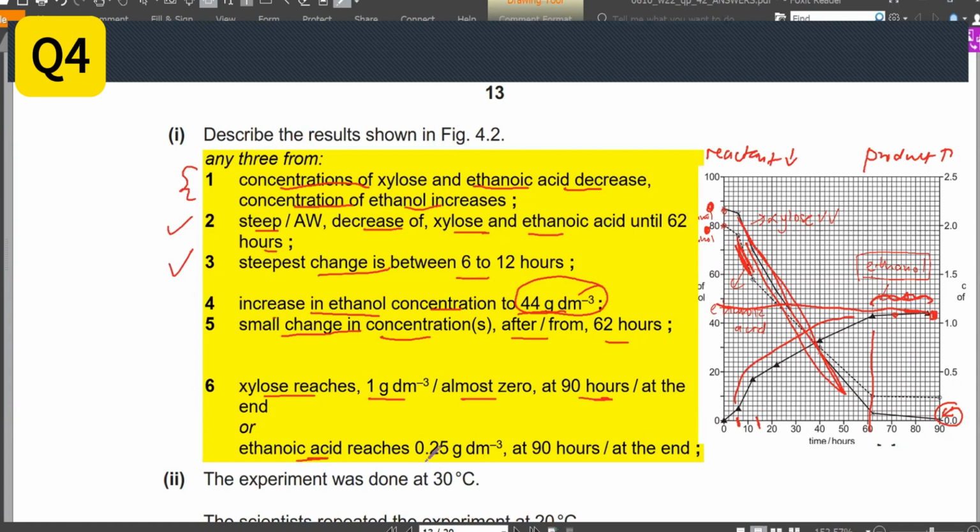Ethanoic acid reaches 0.2 gram per dm cubed. That's also quite good. We almost use up all of the starting materials. What we need to be careful about is to read the axes carefully. For example, this one is for the xylose, this one is for the ethanol, and this axis here is for the ethanoic acid. We need to be very careful to make sure we are reading from the correct axis to get the answers.